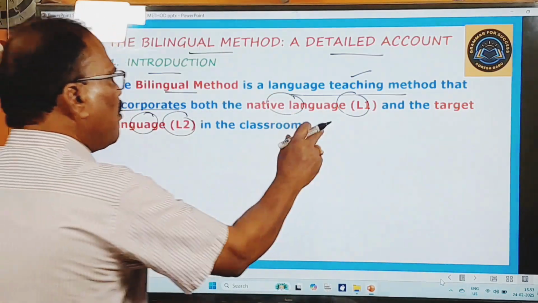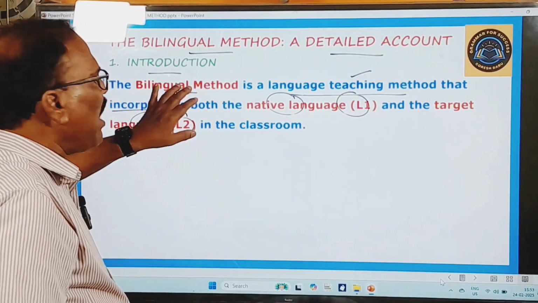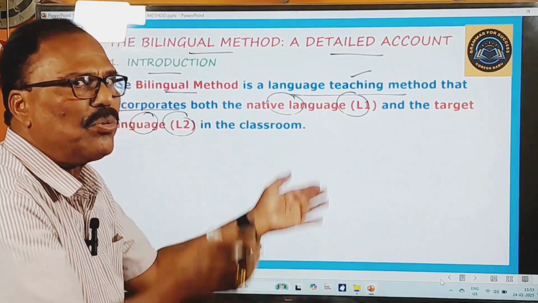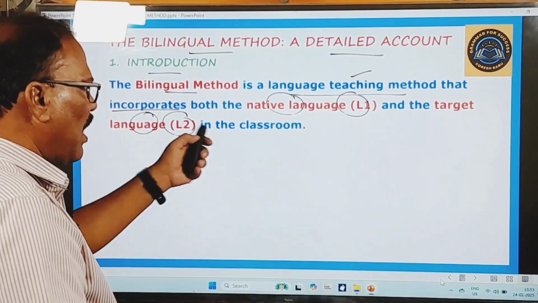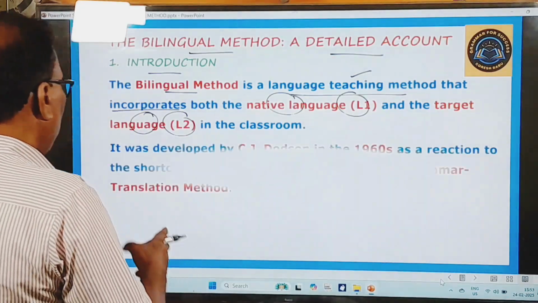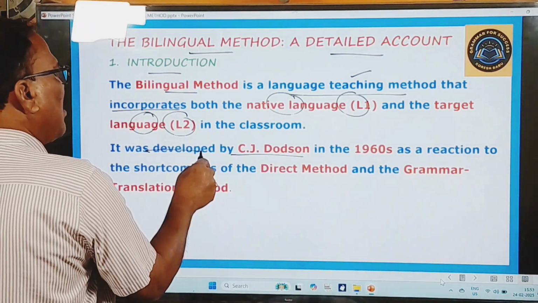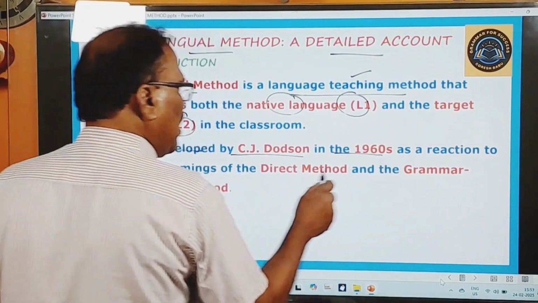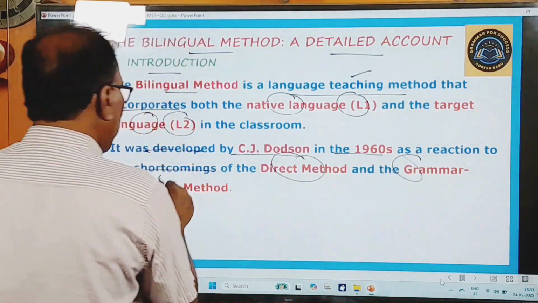So here L1 means the native language, L2 is the target language, and in this bilingual method, these two languages are incorporated. These two languages are made use of in this bilingual method in the classroom. It was developed by C.J. Dodson. It was developed, meaning it was advocated by C.J. Dodson in the 1960s as a reaction to the shortcomings of the direct method and grammar translation method.